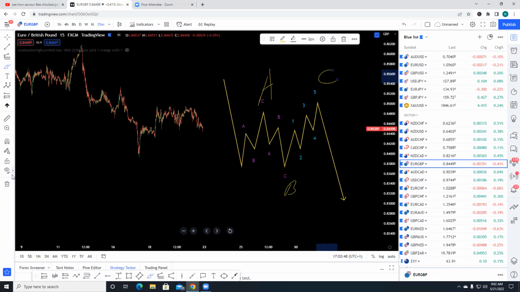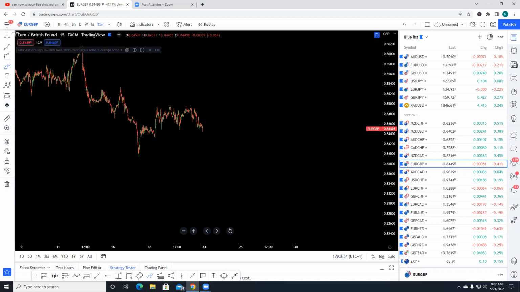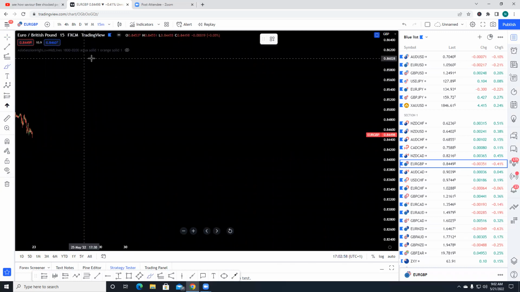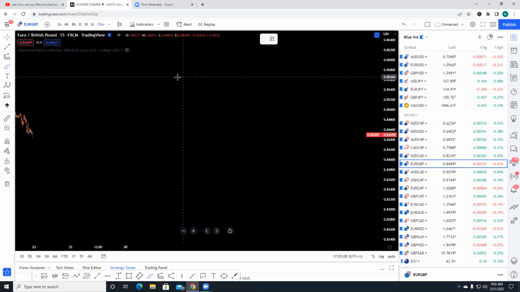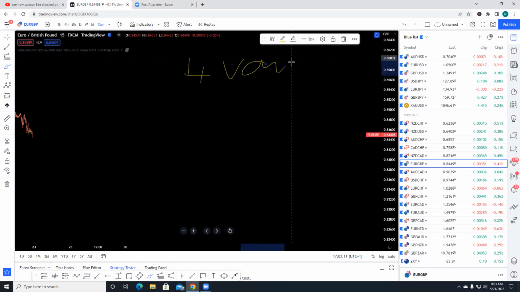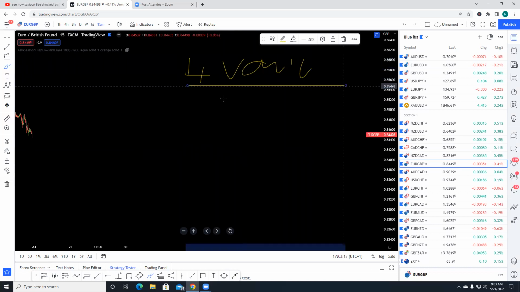Now we have 4 variations, guys. 4 variations of flat corrective structure. I must tell you that flat corrective structure is the commonest type of corrective structure you find in the financial market. So, 4 variations. Just follow.